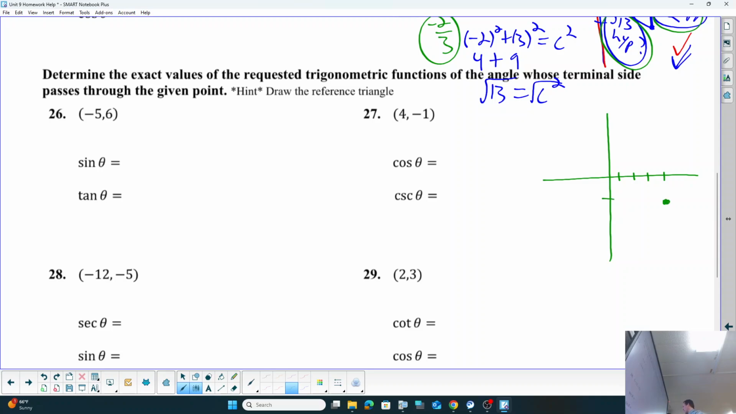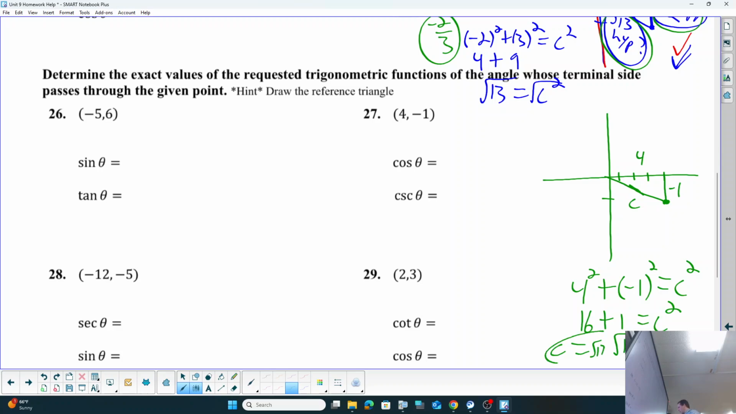This is probably easier than the other problems. Okay, so we go over 4, down 1. So over 4, down 1 is our triangle. Now find c. So 4 squared plus negative 1 squared is c squared. Sorry, that's just c. And so now we have to square the c, Pythagorean Theorem. So 16 plus 1 is 17, and we square root both sides. So c is equal to the square root of 17.